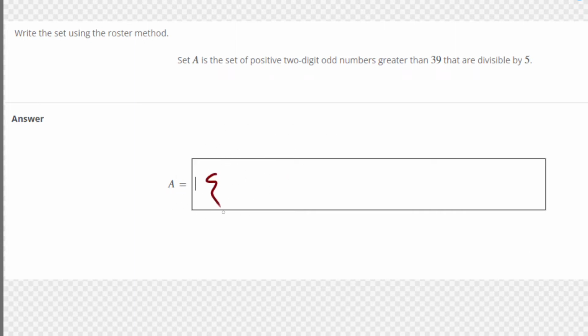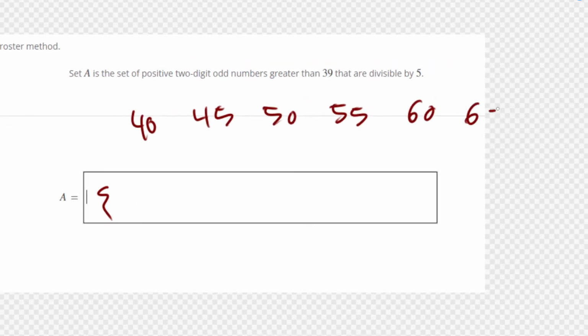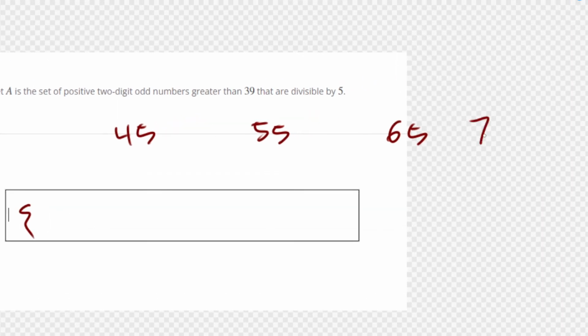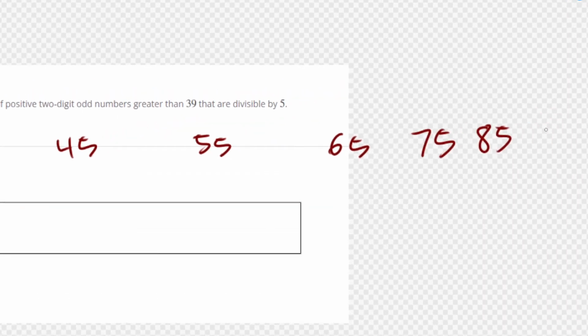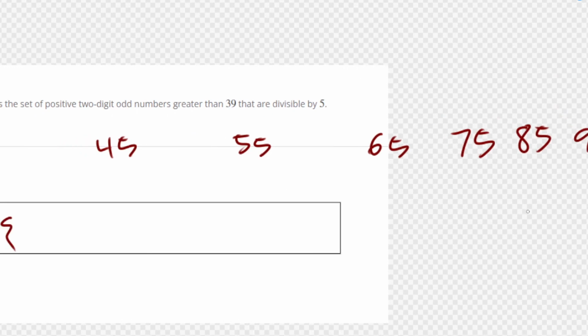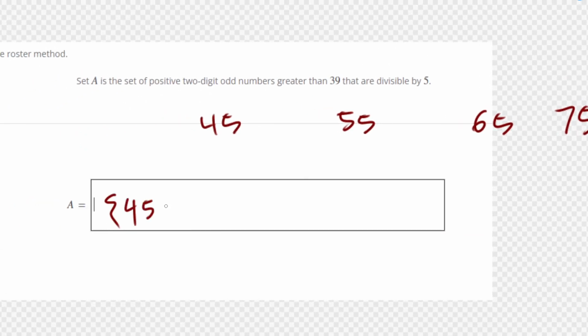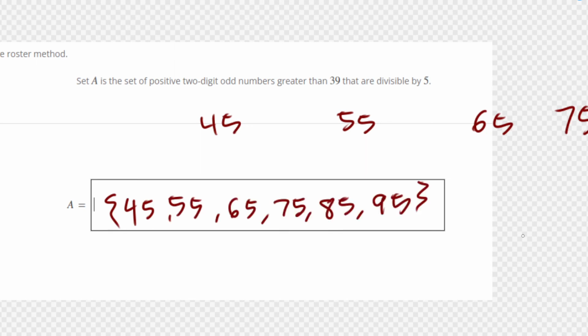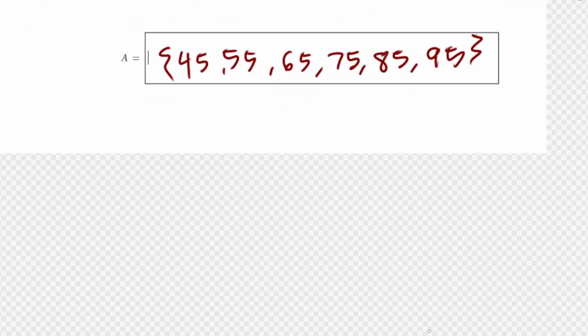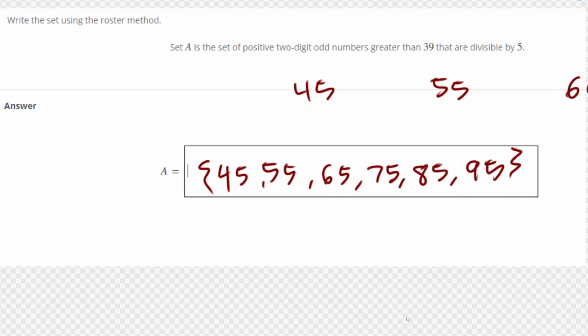So, in this case, we know that 40 is divisible by 5, 45, 50, 55, 60, 65. Oh, and we want odd numbers, so 40, 50, and 60 aren't needed, so 75, 85, and then 95. This would be our answer. Sorry for the confusion. That's why I think that reading the question is the best thing that you can do.